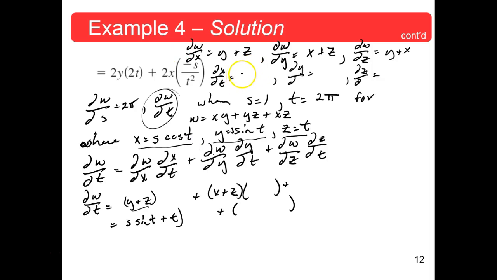No. You see, you're taking the partial with respect to t now. So s is a constant. And what's the derivative of cosine? Negative sine t. Okay? And the partial of y with respect to t would be s cosine t, because, see, that's an s there. It's hard to see. And the partial of z with respect to t is?